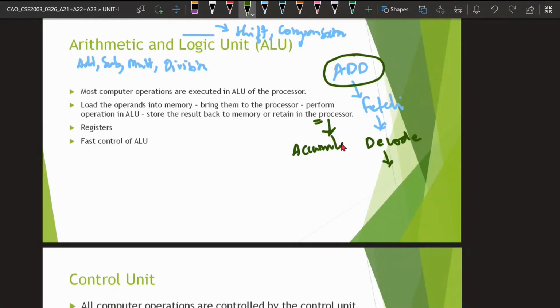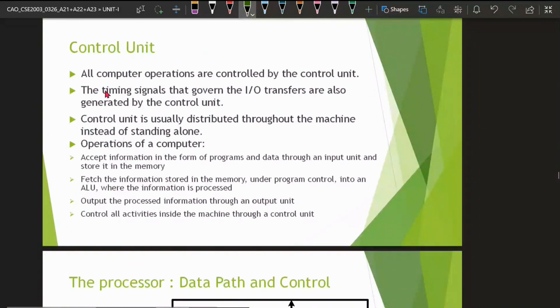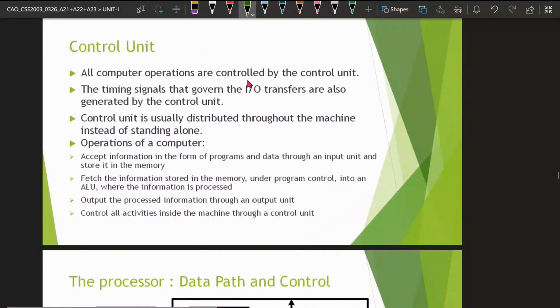Accumulator is the temporary register of the microprocessor. So here it uses the registers and fast control of the ALU. Basically, it is going to control the ALU operations very precisely and fast. Okay, so this is the arithmetic and logical unit, and the control unit. Control unit means all computer operations are controlled by the control unit.